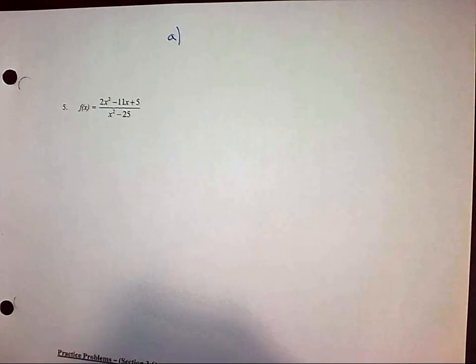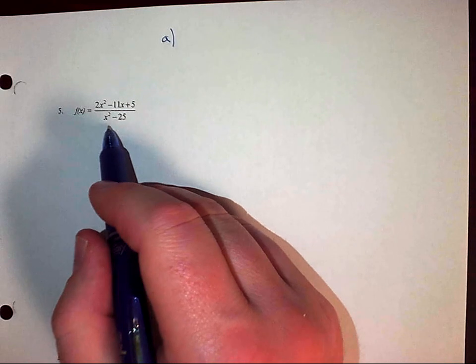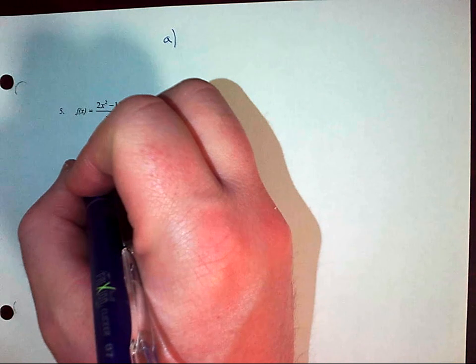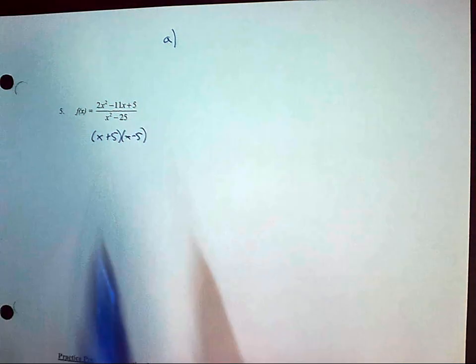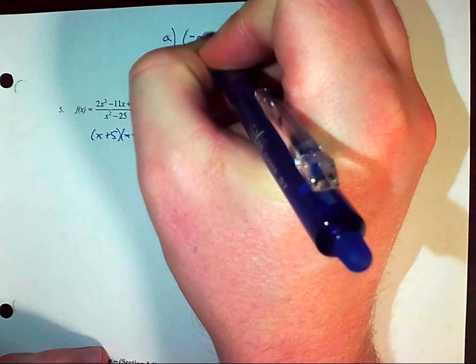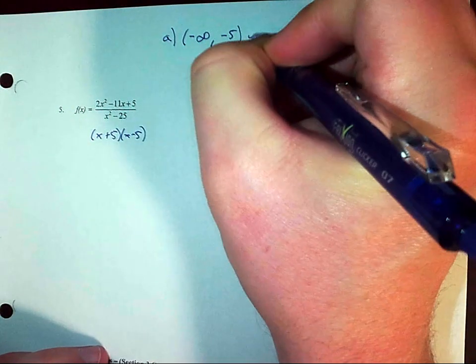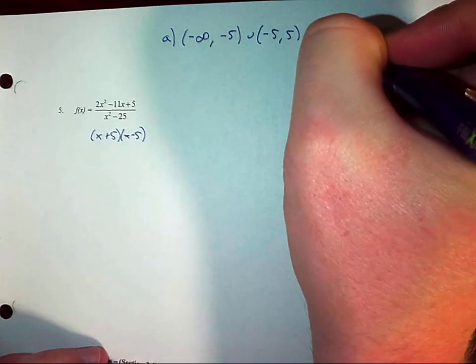All right. Part A is asking us to state the domain. What makes our denominator equal to 0? Well, either positive 5 or negative 5 is going to make our denominator equal to 0. So here, this is actually going to factor out to x plus 5, x minus 5. So positive 5 or negative 5 would make our denominator equal to 0. So we're going to go from negative infinity up to negative 5, union that with negative 5 to 5, and then union that with 5 all the way up to positive infinity.